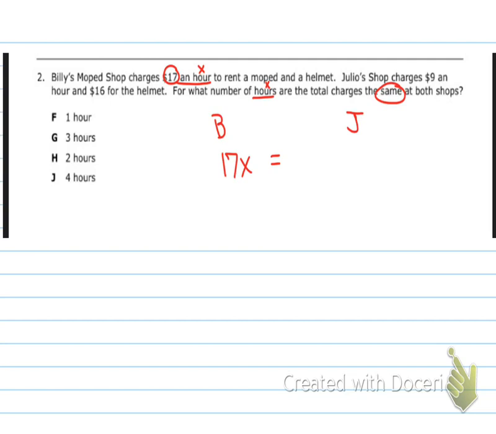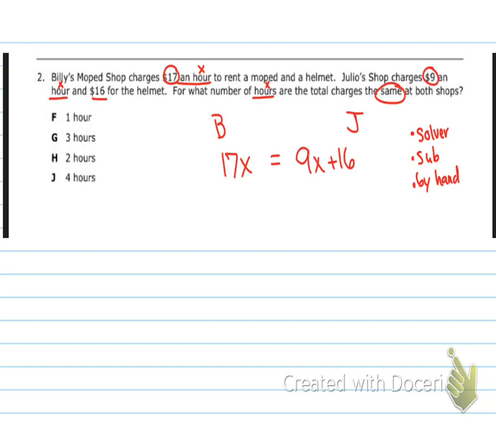Now when I go read to Julio's charges 9 an hour. So notice hour is my X. And then plus 16 for the helmet, because it says and. So and is another word for plus in math anyways. So that one's going to be 9x plus 16. And I want to know when they're the same, so that's why I set them equal. So I got three options. You got solver, you got sub, and you can even do it by hand.